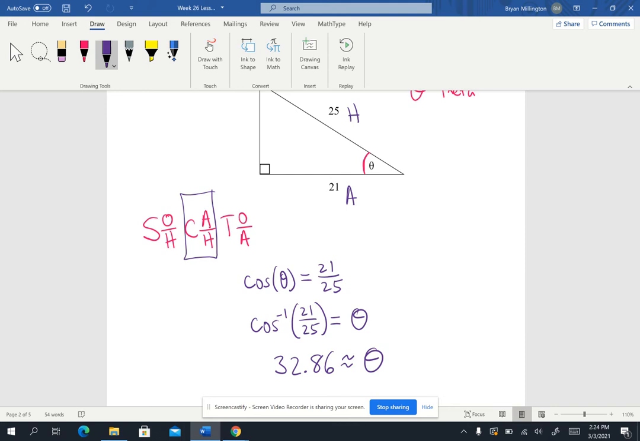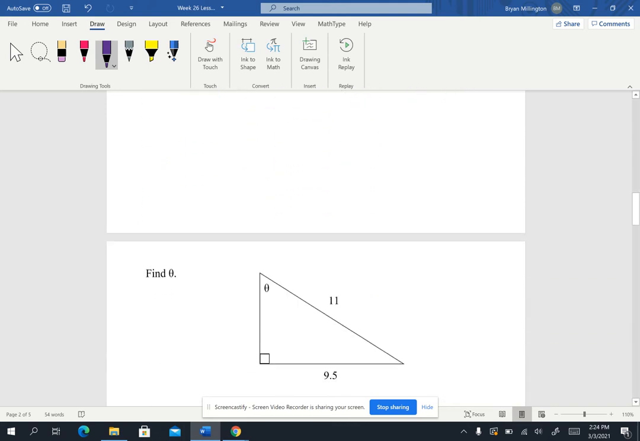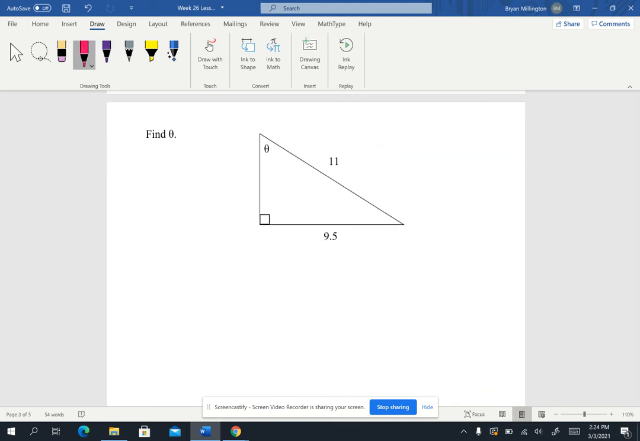All right, let's try another one. All right, here again, I've got a theta right up here. I've got my angle that I'm trying to find. This time, I've got the opposite leg that I'm dealing with, and I've got the hypotenuse. So again, just like always, I'm going to write SOHCAHTOA and decide which one to use.